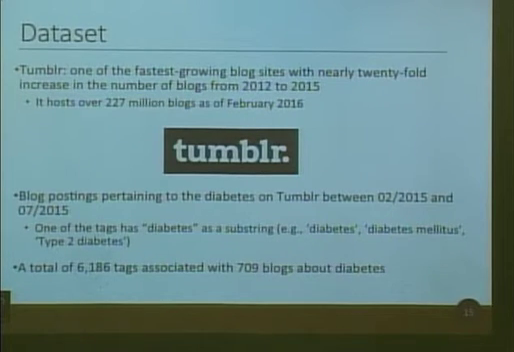As I said, we identify blogs if the tags of a blog contain a substring of diabetes. So diabetes, diabetes mellitus, and type 2 diabetes are all considered in this method. In total, we found 709 blogs associated with diabetes in this period, and along with these 700 blogs, there are 6,000 tags associated with them.